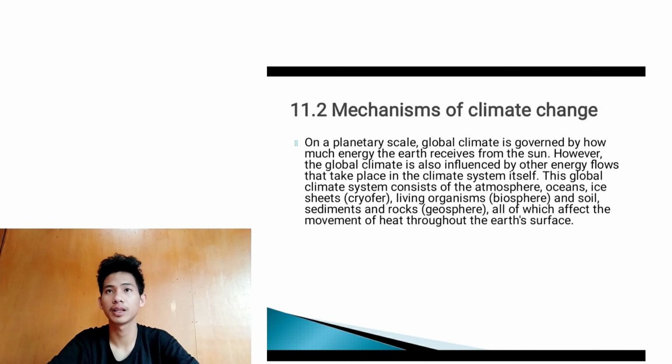The next material is mechanisms of climate change. On a planetary scale, global climate is governed by how much energy the Earth receives from the Sun. However, the global climate is also influenced by other energy flows that take place in the climate system itself. This global climate system consists of the atmosphere, oceans, ice sheets, cryosphere, living organisms, biosphere, and soil, sediments and rocks, geosphere, all of which affect the movement of heat throughout the Earth's surface.